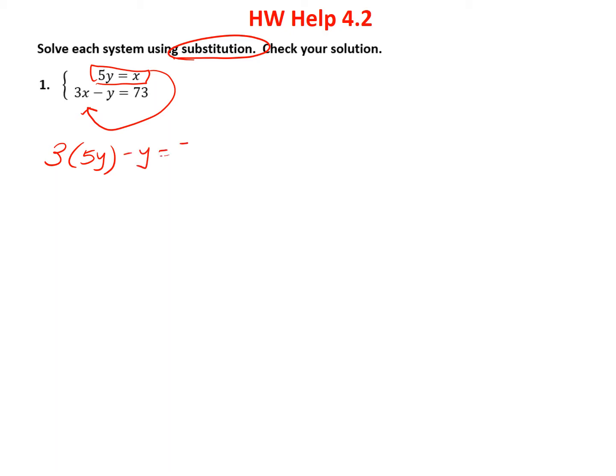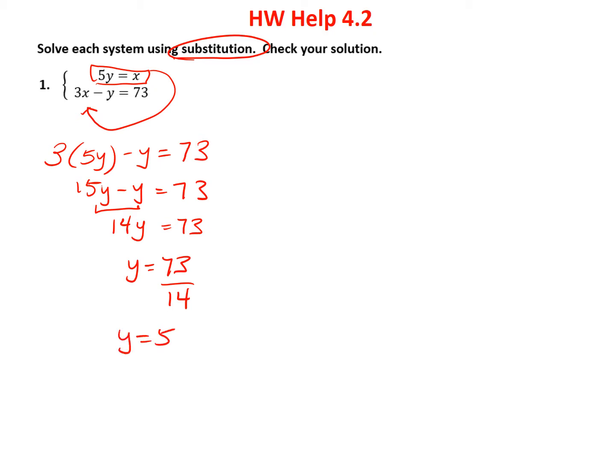And now what I end up with is an equation that only has the variable y. When I have one equation and one variable, I can solve that. So let's solve it. First multiply: 15y minus y equals 73. And then that's 14y, combined terms, equals 73. So y equals 73 over 14, which, if you want to put it in a different form, is y equals 5 and 3/14. Pretty ugly problem, but it's really not that hard.